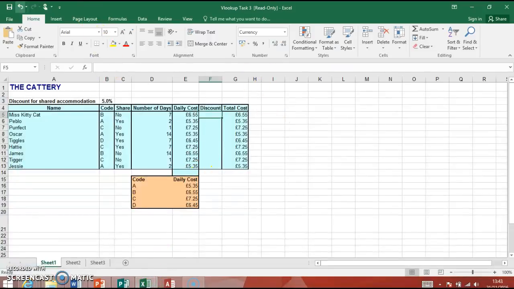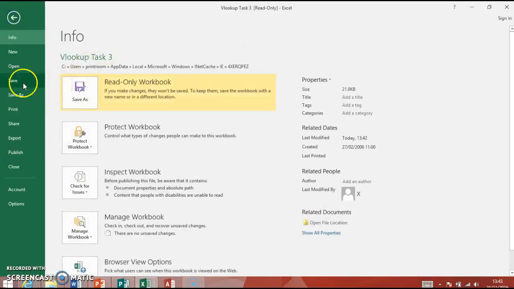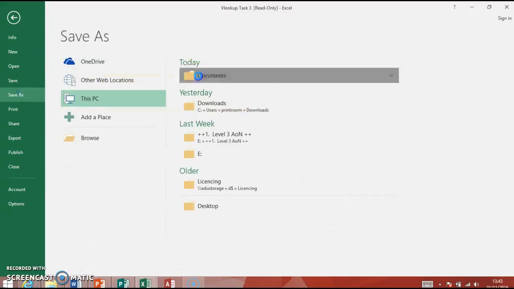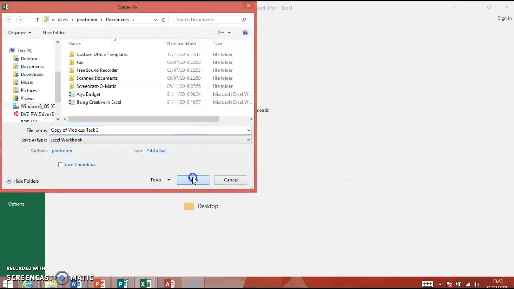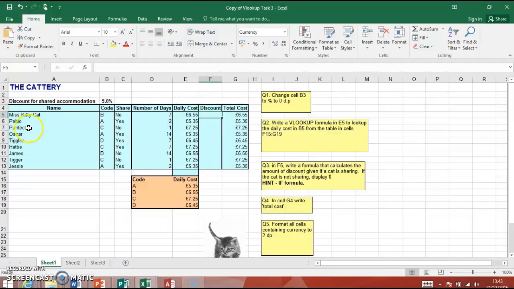Okay, so some of you are saying you're stuck on this particular task. I'm just going to save it so I can make changes to it for you so you can see. You're saying you can't do the discount, which is question 3.